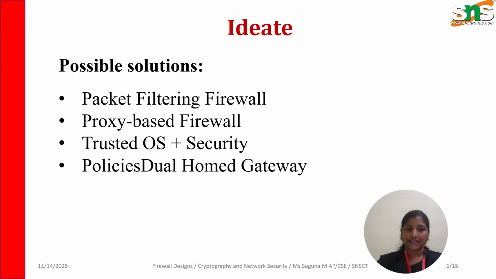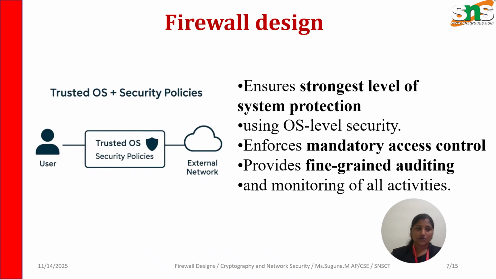Let's move on to the ideate part, which means how do we protect this e-commerce system. We can use a packet filtering firewall, which does basic checks on input and output to detect intrusions. Next we can go for a proxy-based firewall, which acts as a middleman to identify the intruders. Next, a dual-homed gateway, which prevents direct connection. And next, a trusted operating system with security policies, which gives the highest protection. Among these, the strongest solution is a firewall built on a trusted OS integrated with security policy. This is the solution we have taken for the intrusion issue faced by this e-commerce company. Let's move on to how a firewall can be designed using this trusted OS model.